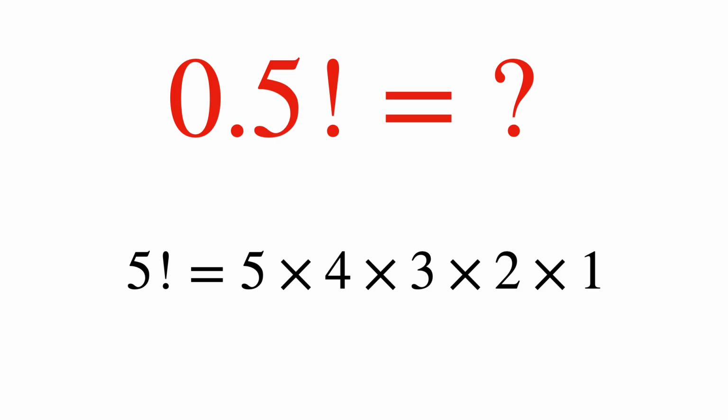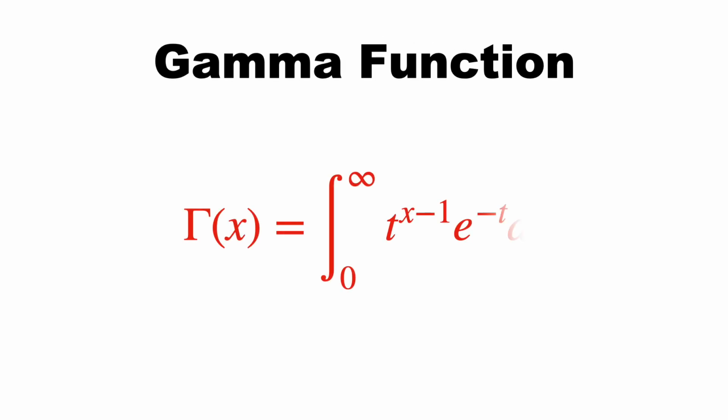Let's find out. The key to understanding this lies in the gamma function, denoted as capital Gamma of x. The gamma function is defined by the integral, Gamma of x equals the integral from 0 to infinity of t to the power of x minus 1 times e to the power of negative t, dt. This function extends the factorial concept to complex numbers.